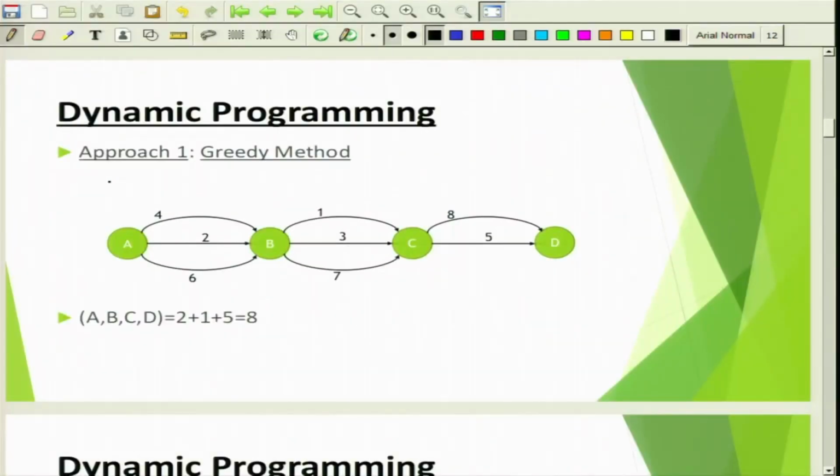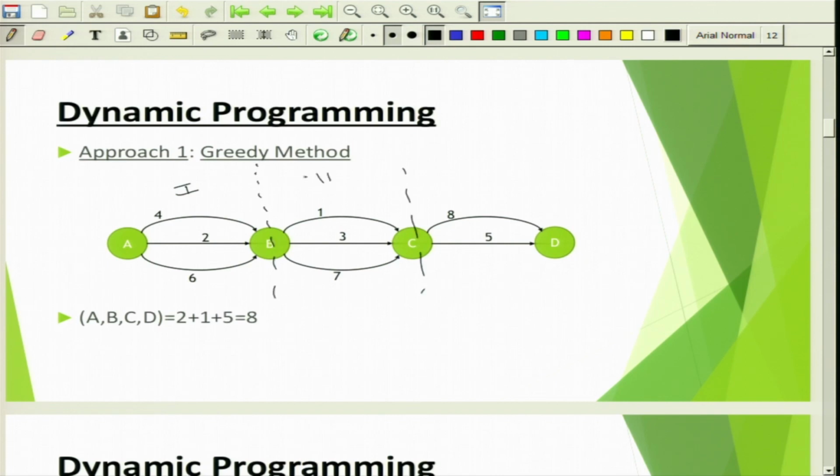Now let us take a small example to understand. Let us say you need to reach from A to D, and there are different stages. Let us say we divide it into 3 stages. This is stage number 1, let us say.